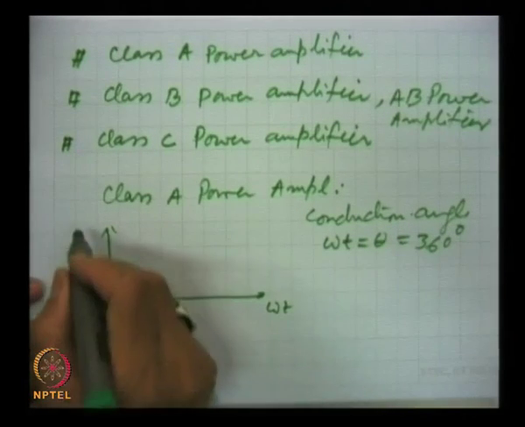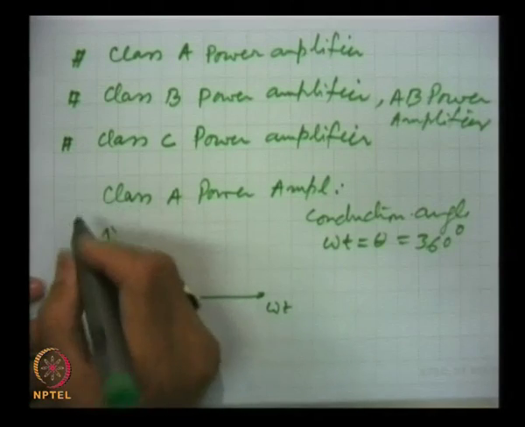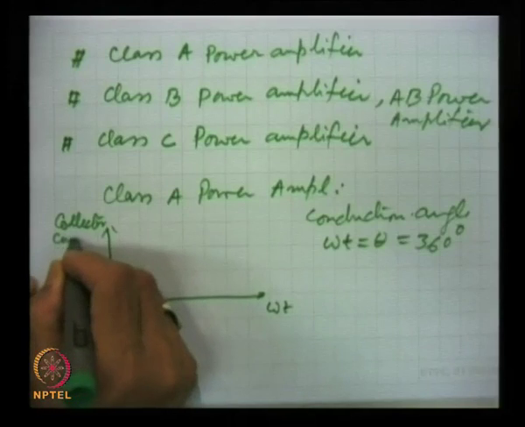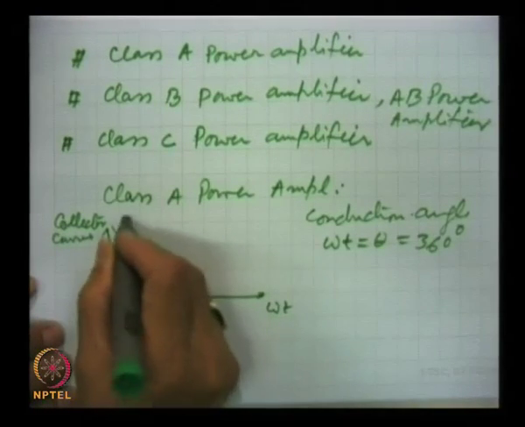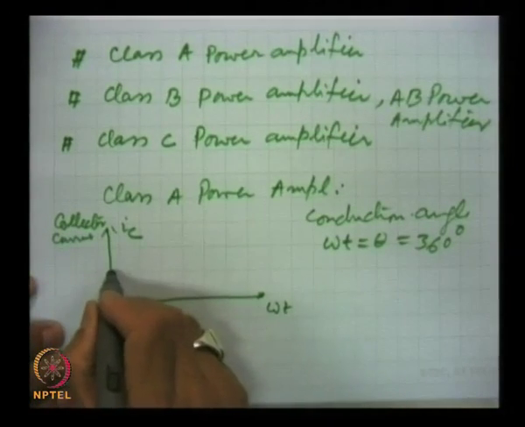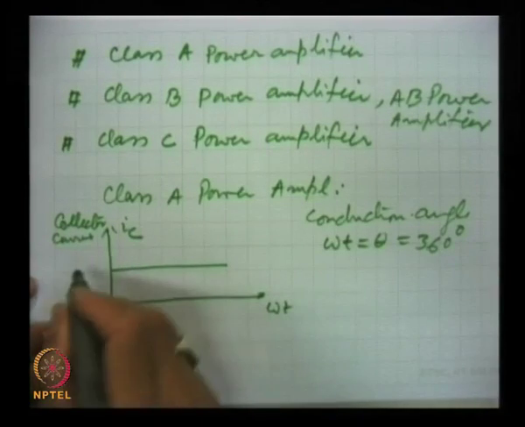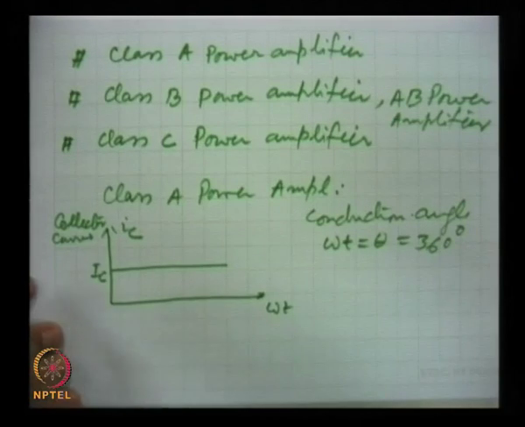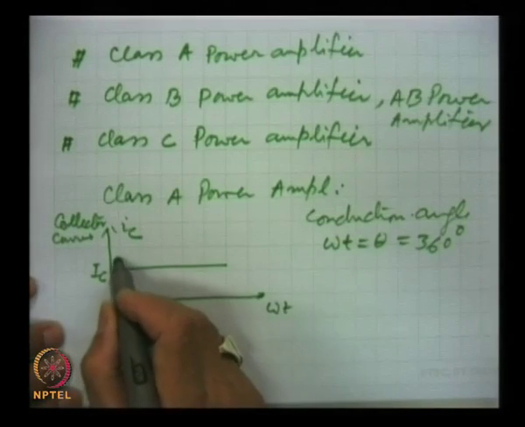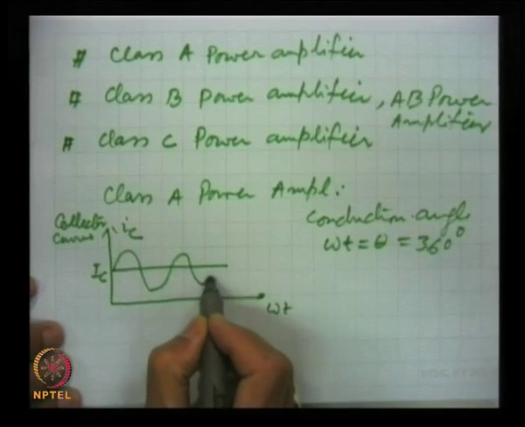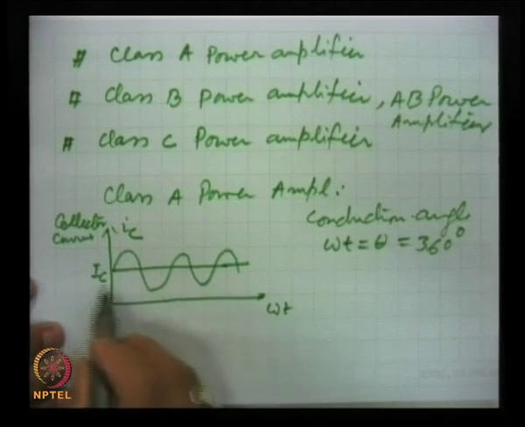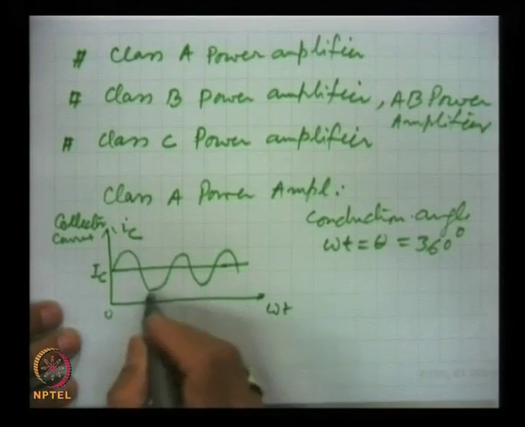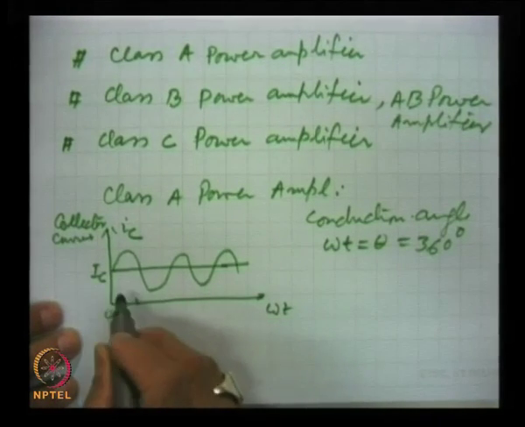That means here this is the collector current, IC, and this is DC, that means the DC current over which there is a conduction, the collector current flows for all 360 degrees.